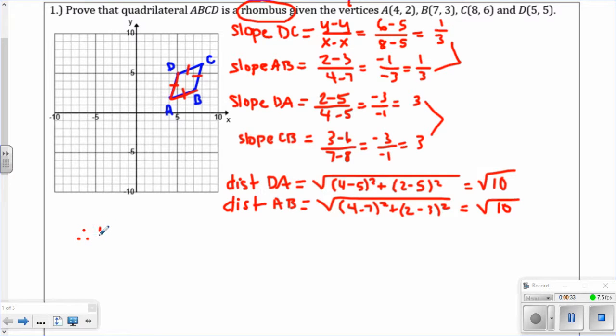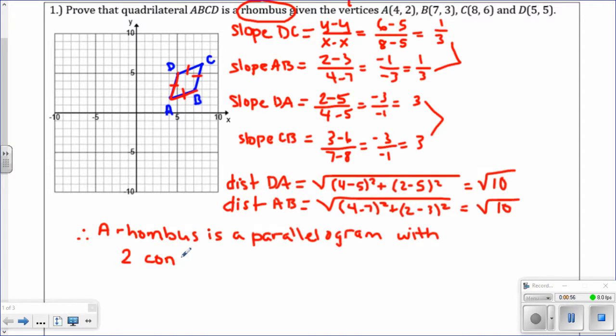So when we write our conclusion, we're going to say the first part that we proved was that a rhombus is a parallelogram, right? That was using the slope formula. So we're going to have to do that for a square as well. And then making it more specific towards our rhombus, we're going to talk about what the distance formula proved, with 2 consecutive, meaning next to, with 2 consecutive congruent sides. They both turned out to be radical 10.